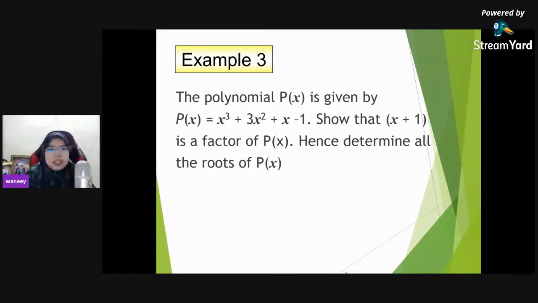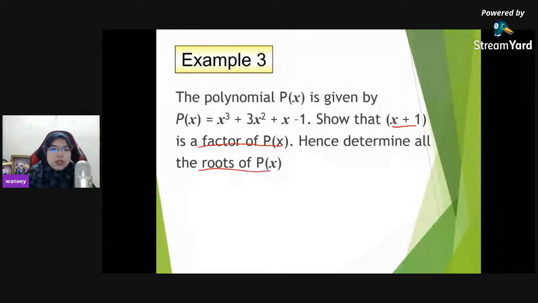Okay, so example 3. The polynomial px is given by px equal to x cubed plus 3x squared plus x minus 1. Show that x plus 1 is a factor of px. So we got to show x plus 1 is a factor of px. Hence determine all the roots of px.